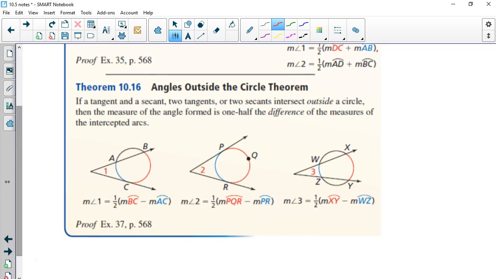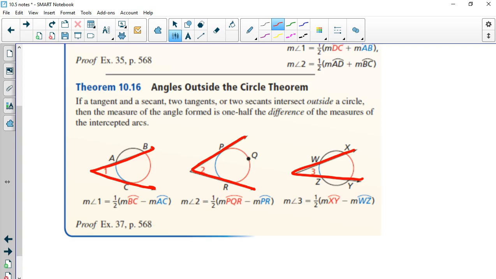Now, if the lines are outside the circle, we also have three options here. So, if a tangent and a secant, which is the first example, because we have a tangent here and a secant going through, or two tangents, or two secants. The measure of the angle formed is 1/2 the difference of the measures of the intercepted arcs.